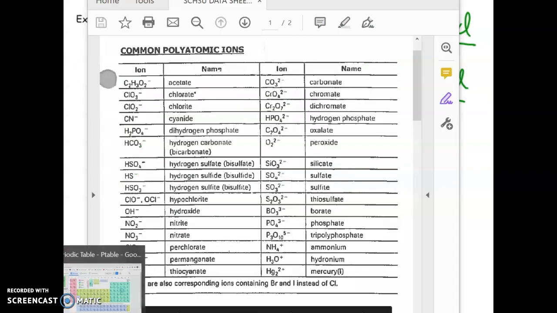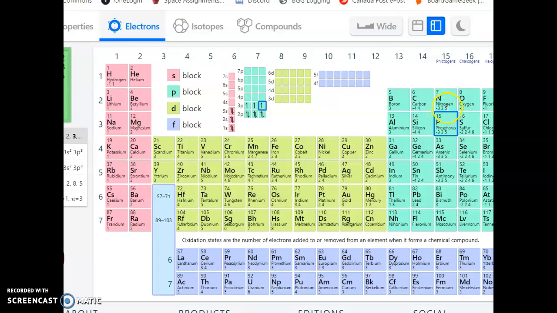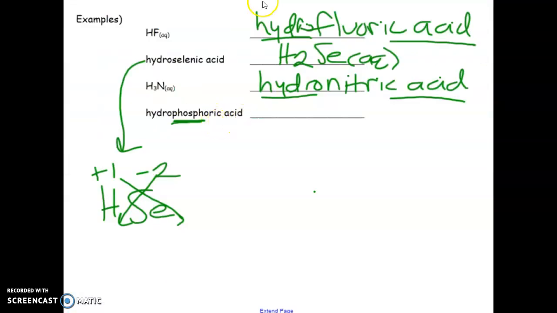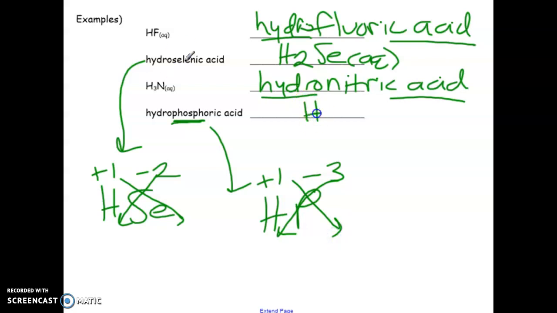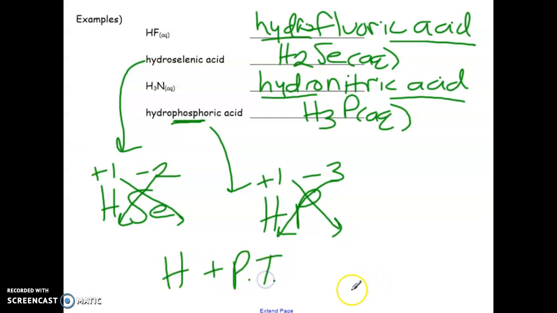So again, if we look at our periodic table, phosphorus is in the same group as nitrogen, so it's going to have a charge of -3 when it is an ion. Again, I'll do the work down here. So this is going to be H with phosphorus, +1, -3, so the 3 comes down. So this is going to be H3P(aq). Okay, so these are again binary acids, which means hydrogen plus an element from the periodic table with the (aq).